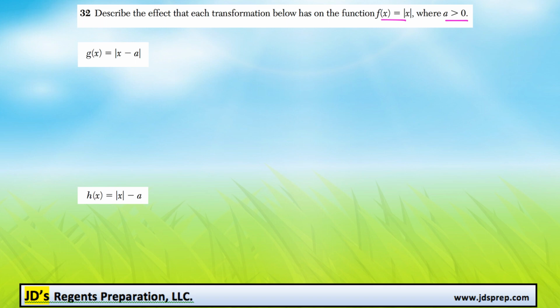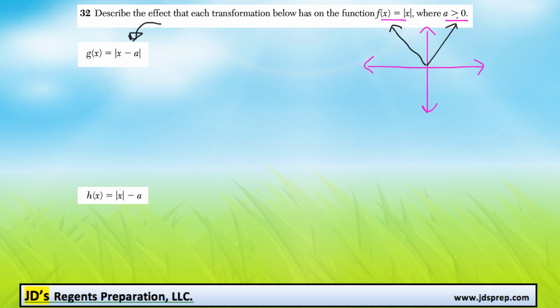So of course, hopefully you know that the graph of the absolute value of x looks like a V, kind of like that. And basically, what happens when you're subtracting a number within the absolute value sign is that it's going to make the graph shift either to the left or the right. Now, because a is going to be positive, that means it's going to shift to the right.